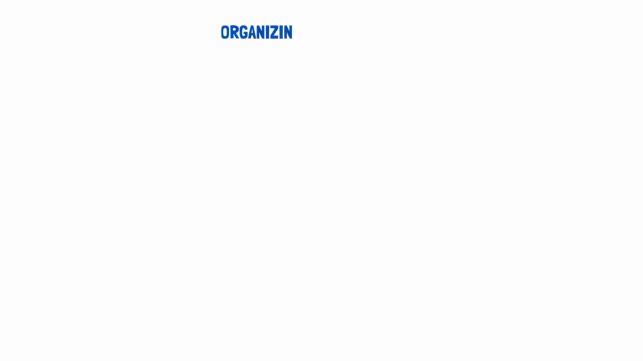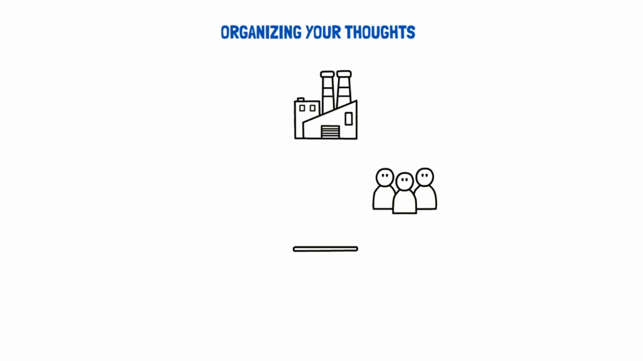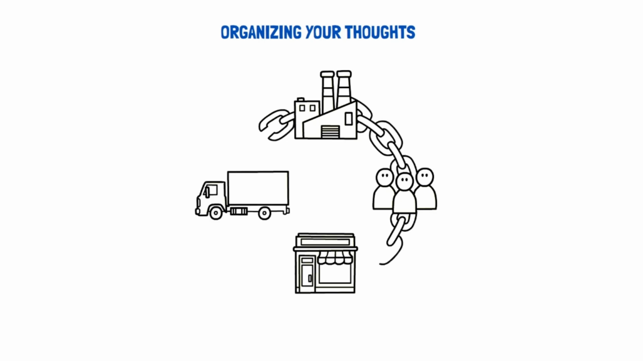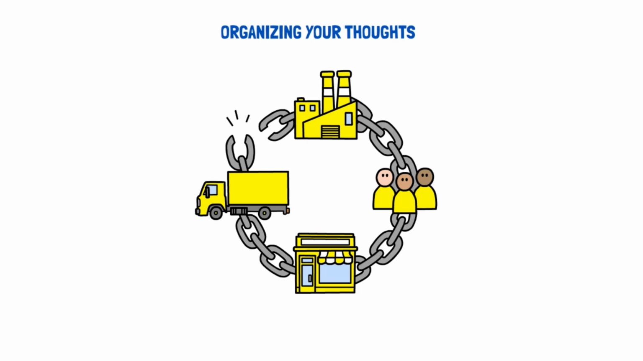Organizing your thoughts. Arrange these causes and effects in a logical order. This could be based on their importance, their chronological sequence, or their complexity. It's like deciding the flow of your house. Where is the living room, the kitchen, the bedrooms? How do you move from one to the other?